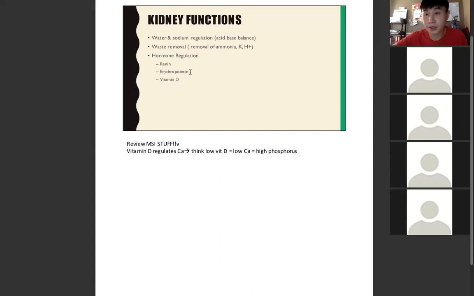It will cause the patient to be anemic because of the decrease in production of erythropoietin, and then it can cause issues with fragile bones and fractures because of the deficiency in vitamin D. Vitamin D regulates calcium, and if we have low vitamin D, it means we have low calcium, and therefore we will have high phosphorus, because calcium and phosphorus have an inverse relationship.